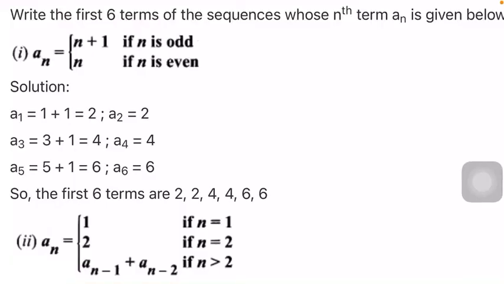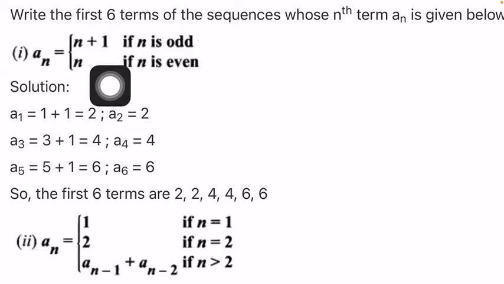Second question, in exercise 5.2: write the first 6 terms of the sequence whose nth term an is given below. The general term is given in the questions. We have to find the first 6 terms. First one, an is equal to n plus 1 if n is odd, n if n is even. So, to find the first term, instead of n we have to substitute 1. If we put n equal to 1, we get a1. So, a1 is equal to, n is an odd number 1, so 1 plus 1, that is 2.